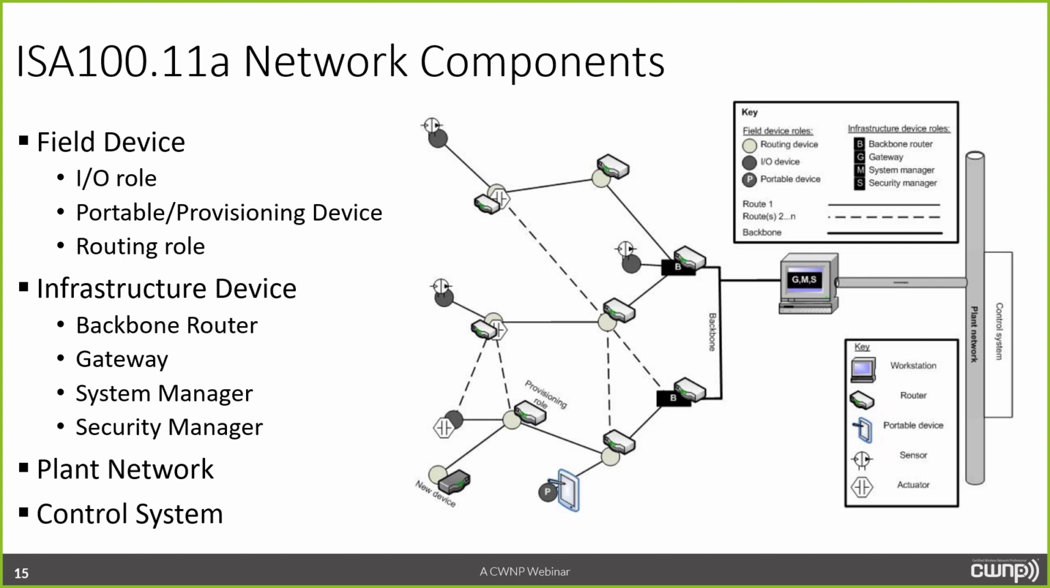That's important to know. We also have a gateway, and this is a device that can connect to a plant network, right? We have the system manager and the security manager. The system manager manages the network. It controls all those superframes and things like that, right? And then the security manager is the thing that manages the keys and the joining of the network and so forth. And then, of course, you have a plant network. And the plant network is the network that connects your ISA100.11a network to possibly eventually a control system, maybe integrating with a SCADA system or something like that, okay?